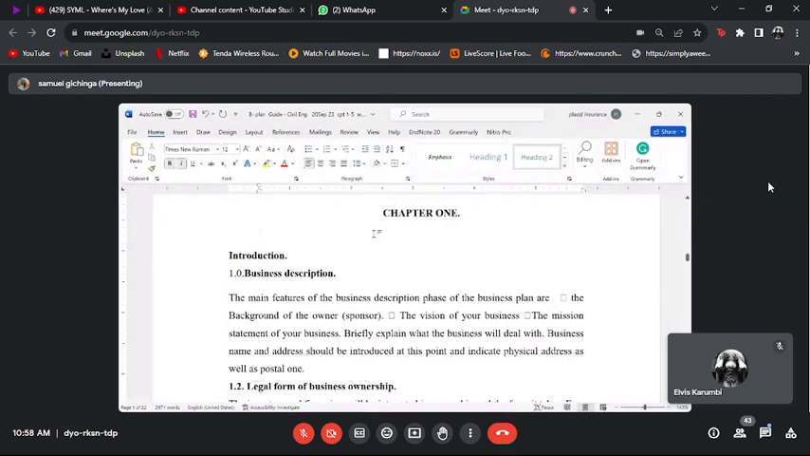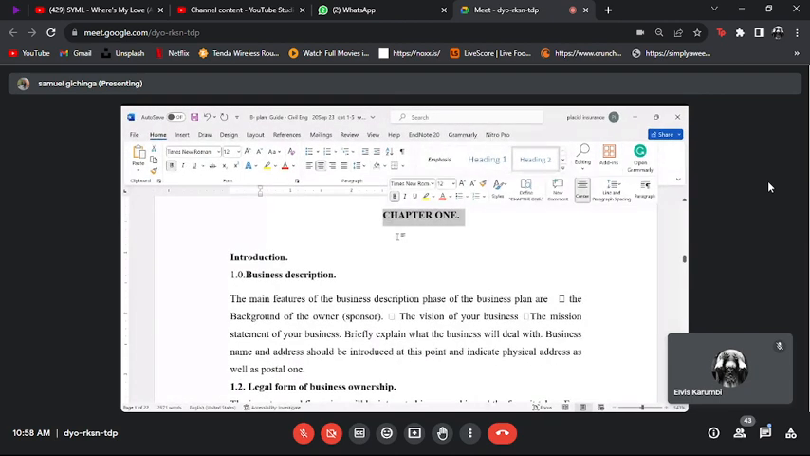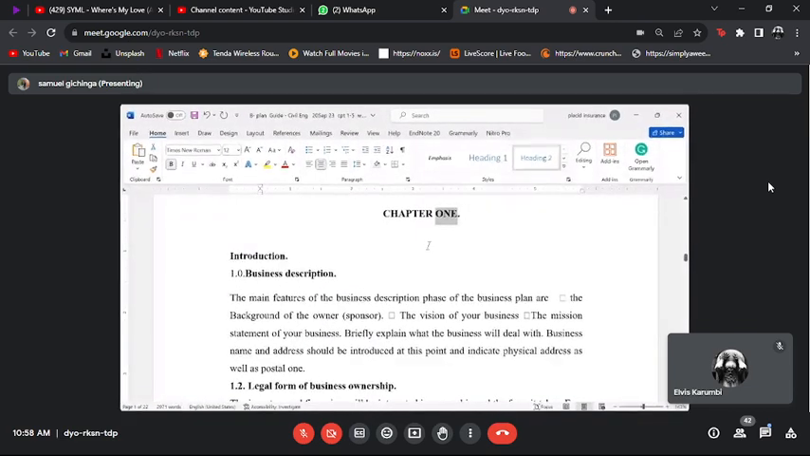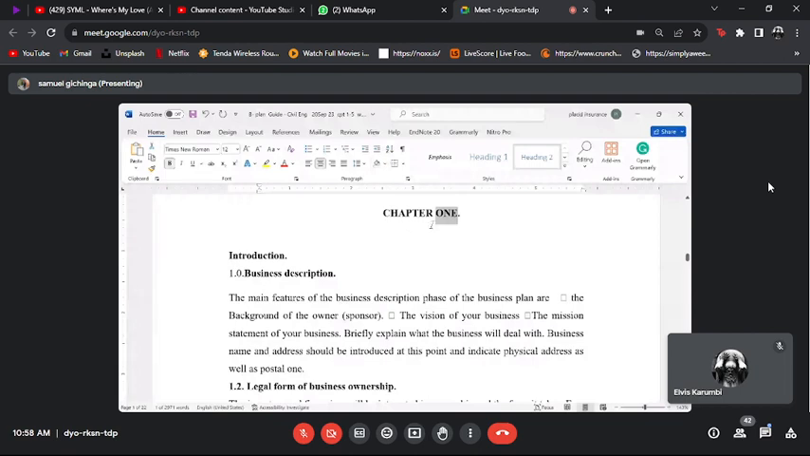Chapter 1. Very simple. Anytime you are doing chapter 1 or chapter 2, whatever, the name chapter should be centered, uppercase, and don't write 1 in numerals, write 1 in word. Chapter 1 in bold, centered, and uppercase. Introduction should appear exactly my name. You can see you have started with the capital letter I, introduction. It should be bold. Then 1.0, business description.